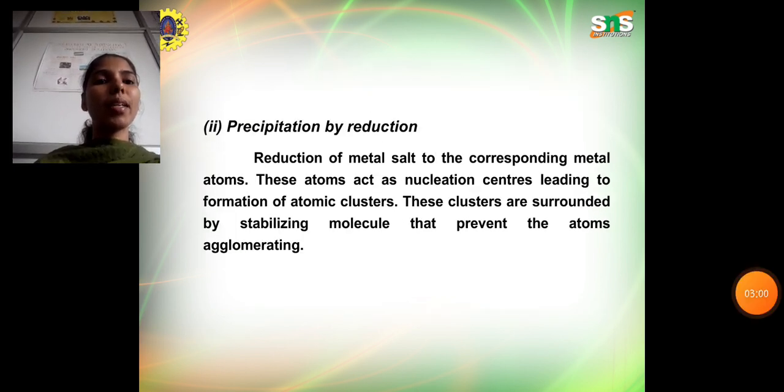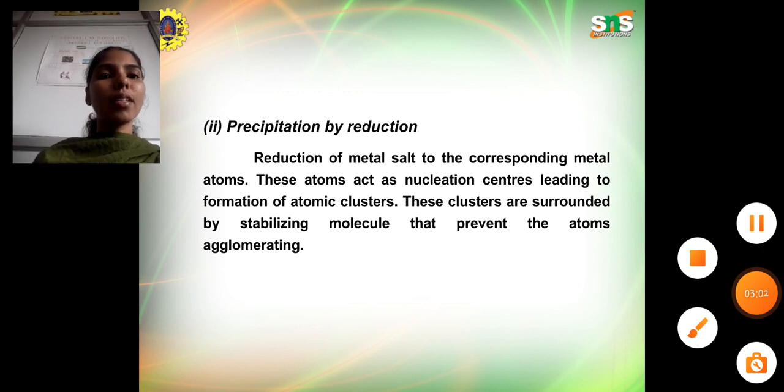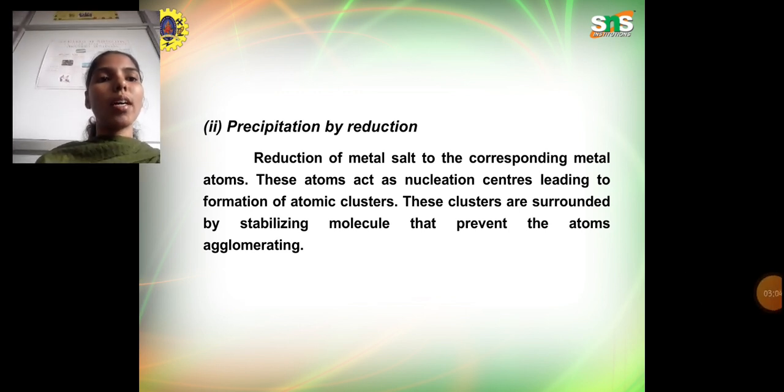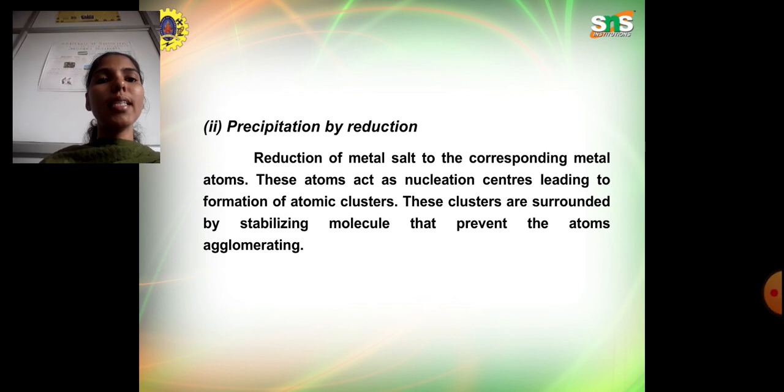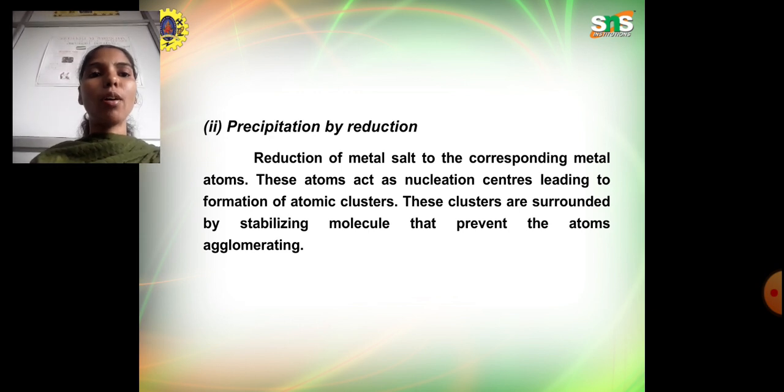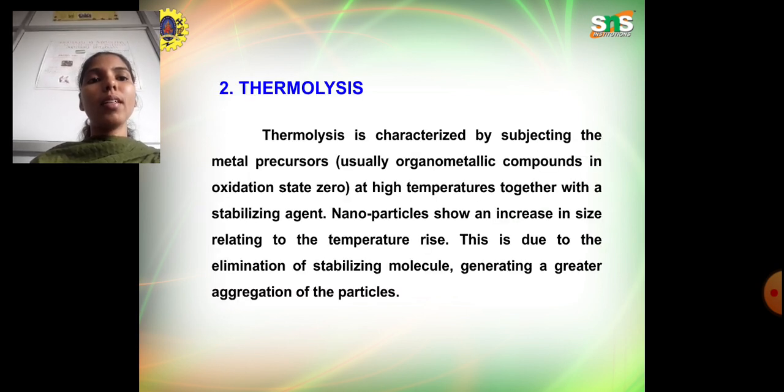Precipitation by reduction: reduction of metal salts to the corresponding metal atoms. These atoms act as nucleation centers leading to formation of atomic clusters. These clusters are surrounded by stabilizing molecules that prevent the aggregation of the atoms.